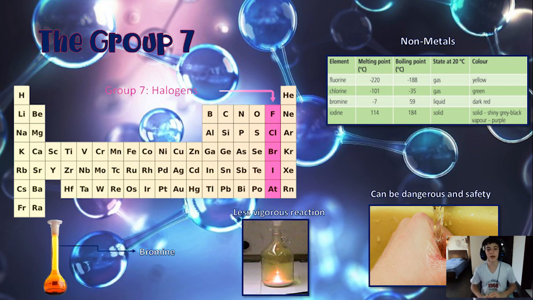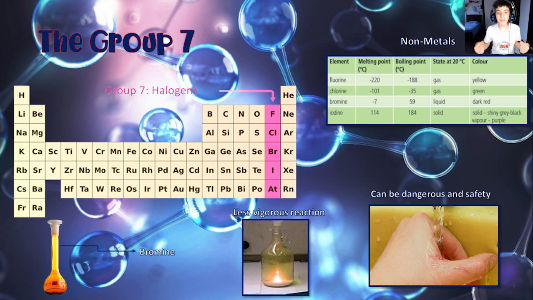Also, all of these elements are non-metals, so that signifies that they have a low melting point, except astatine, that has a normal boiling point. Also, these elements can be dangerous because they can kill all living things, but can be safe for the reason that we can use them to kill viruses and bacteria. Also, they are poor conductors of electricity, and these elements have similar reactions.